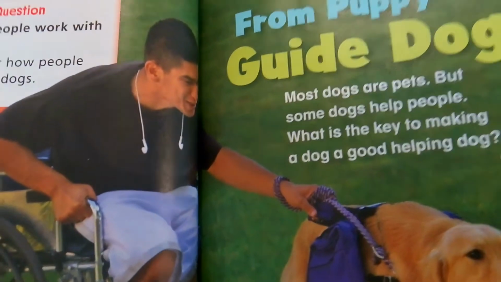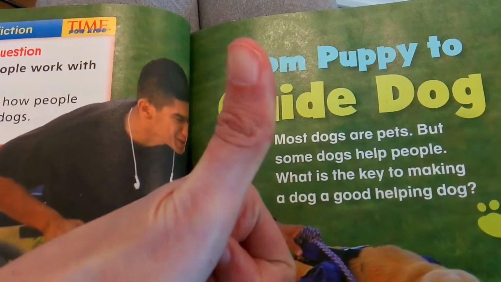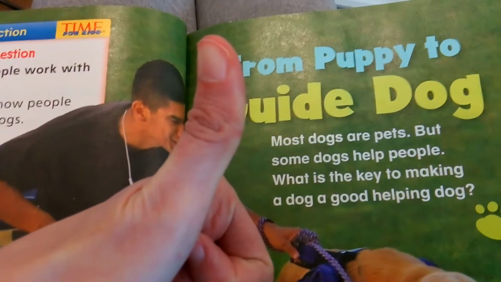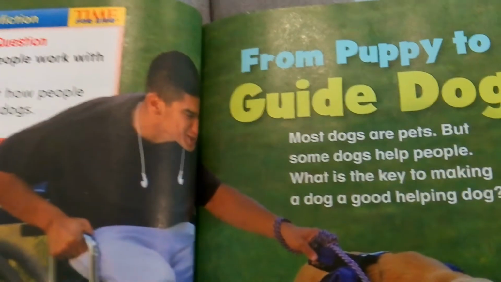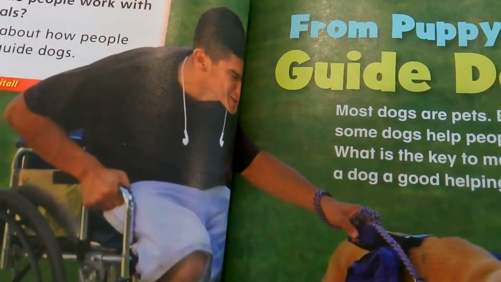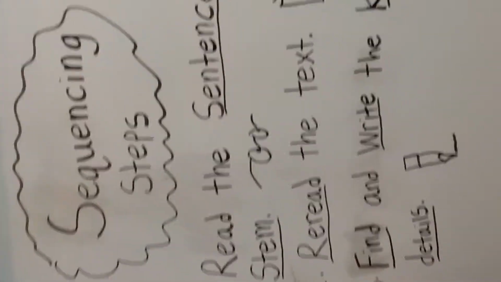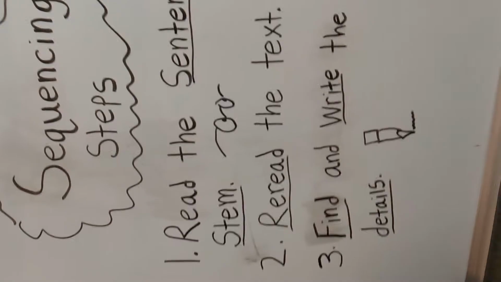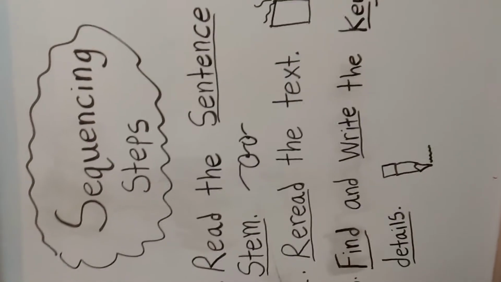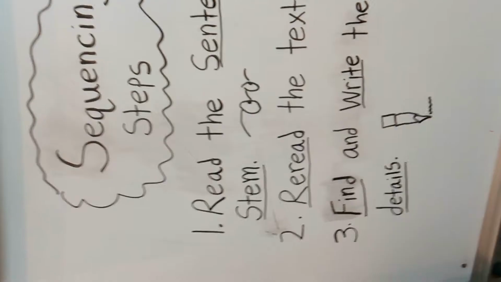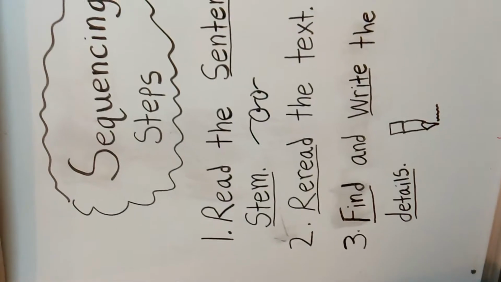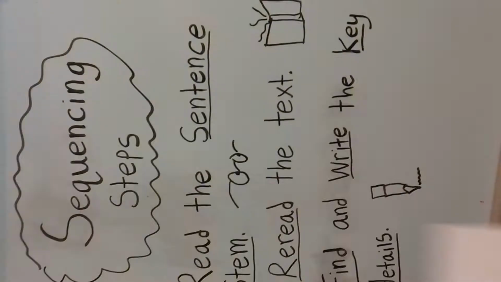And when you're there, you can just do a thumbs up like this. Remember, you have it in your packet on your Google Classroom. So we reread the text. Now it's time to look at our close reading steps. As you can see on our whiteboard, I have sequencing steps. My first step is I need to read the sentence stem, which will be provided on your sequencing maps, which is also included in Google Classroom.